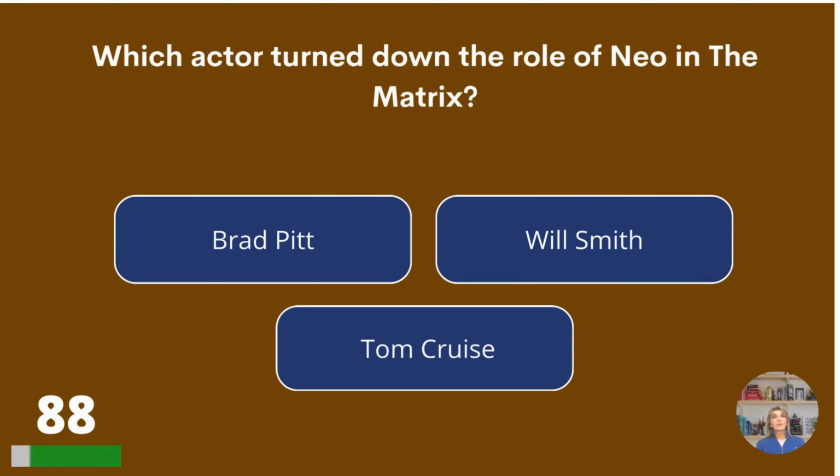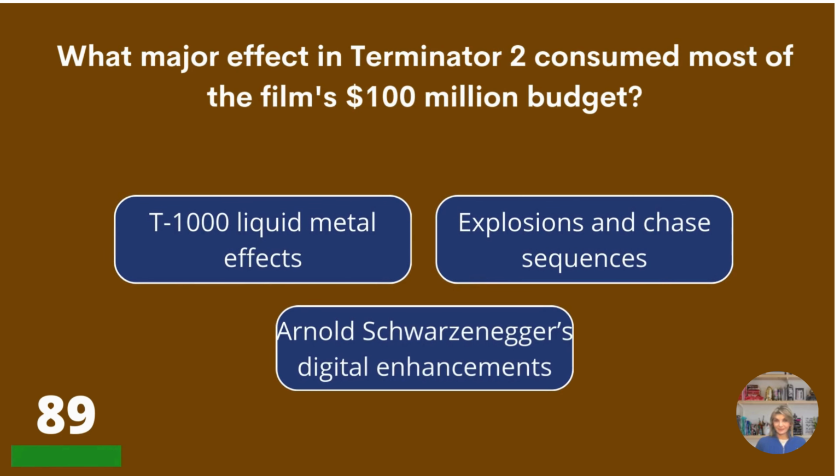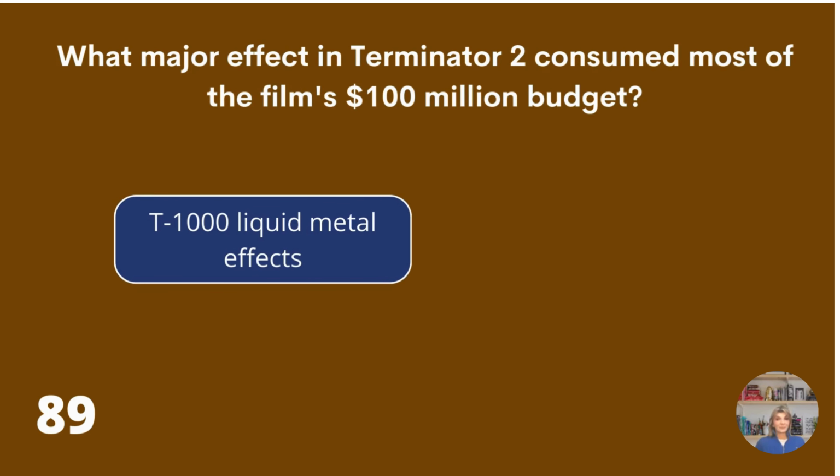Which actor turned down the role of Neo in The Matrix? Brad Pitt, Will Smith, or Tom Cruise? Will Smith. What major effect in Terminator 2 consumed most of the film's $100 million budget? Liquid metal effects, explosions and chase sequences, or Arnold Schwarzenegger's digital enhancements? The T-1000 liquid metal effects.